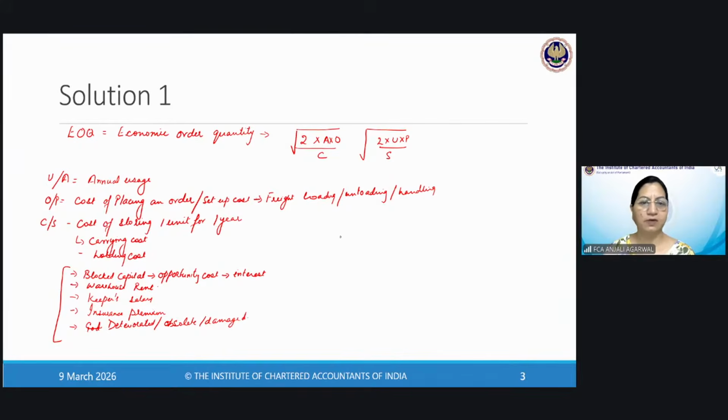So these are some of the costs. Now, a very important thing is that your placing cost and storage cost behave in opposite manner. How? Because when you order more quantity, the number of orders are less, so total placing cost will be less.